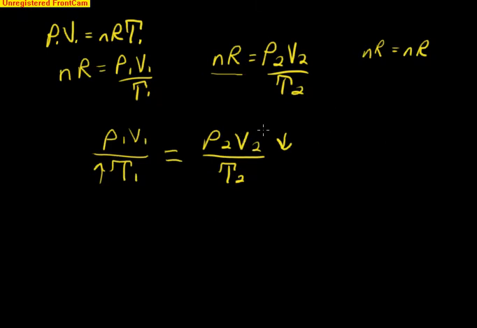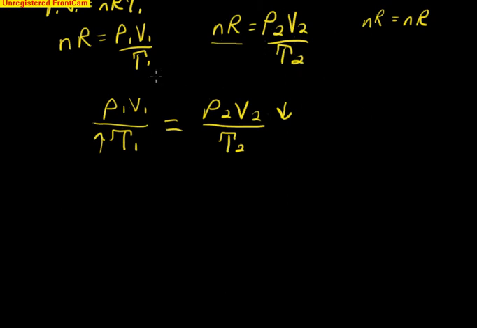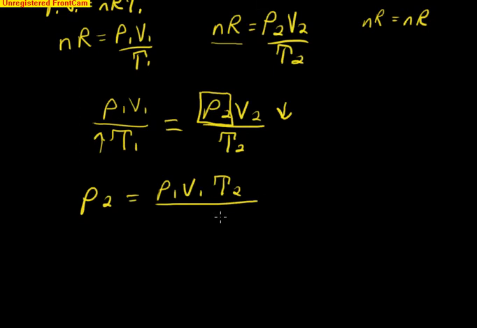Okay, so we're solving for the final pressure. It says find the pressure, so we're trying to solve for P2 here. Well, if we rearrange this equation, we'll get P2 is equal to P1 V1 times the final temperature T2 over T1, and V2 comes down here.